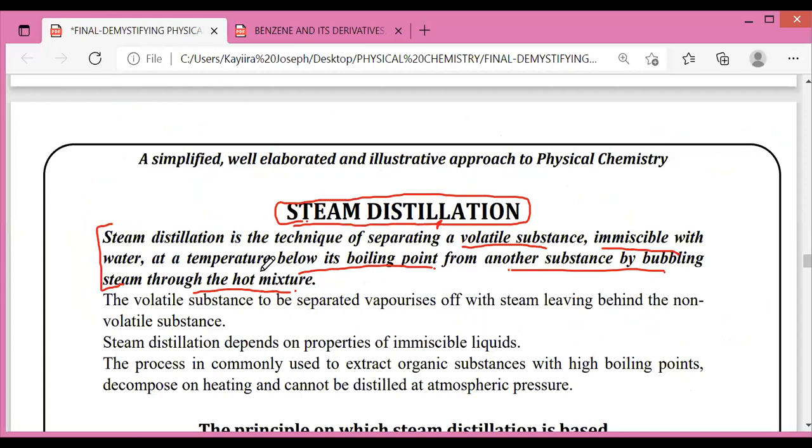Shamila, read it again. Steam distillation is the technique of separating a volatile substance immiscible with water at a temperature below its boiling point from another substance by bubbling steam through the hot mixture. Let me hope somebody will never forget that definition.